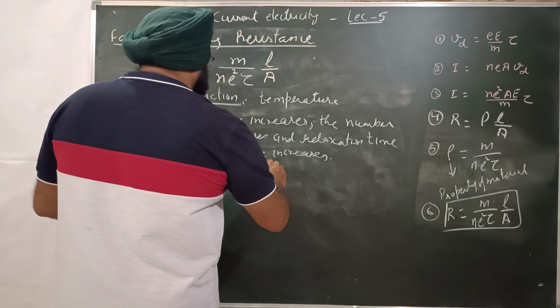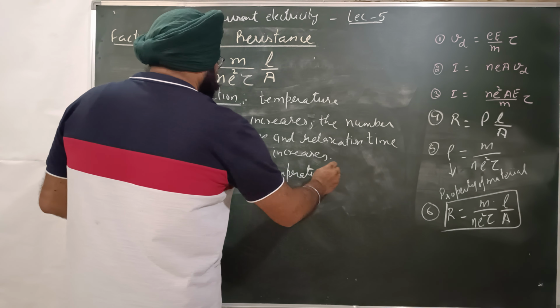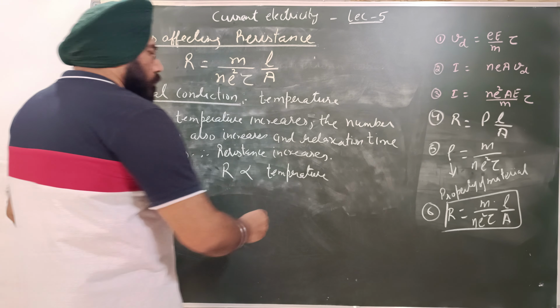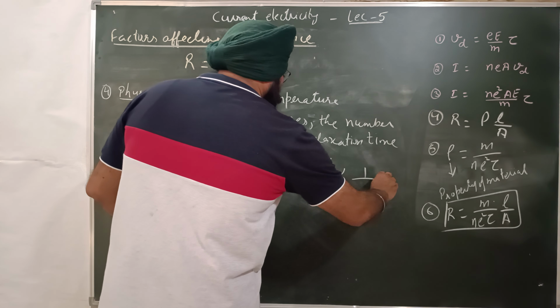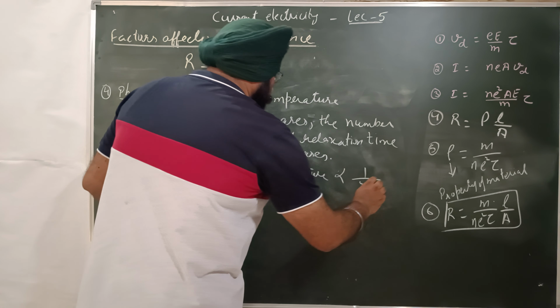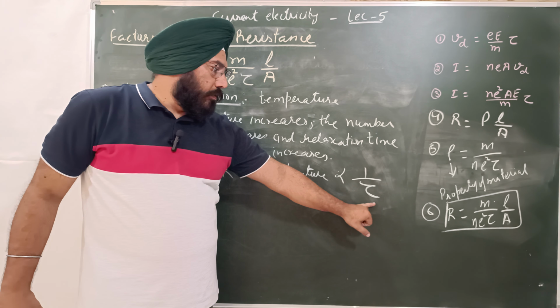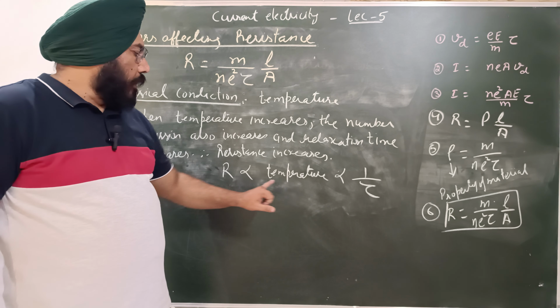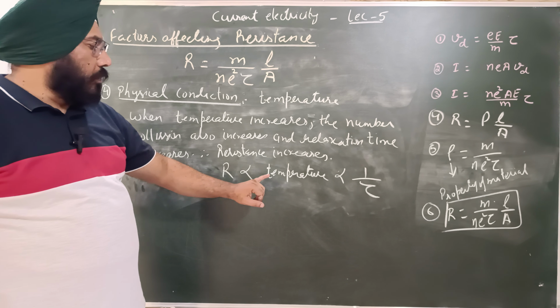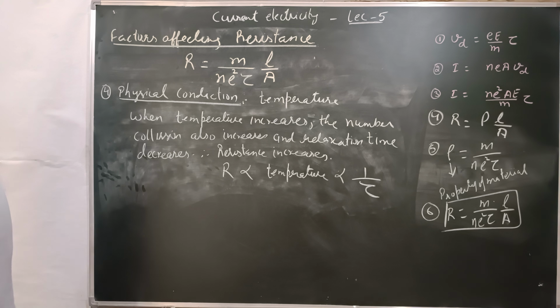R is directly proportional to temperature, or inversely proportional to tau. Tau means the relaxation time. With rise in temperature the relaxation time decreases, due to which with rise in temperature the resistance increases. So these are all the factors on which the resistance depends.